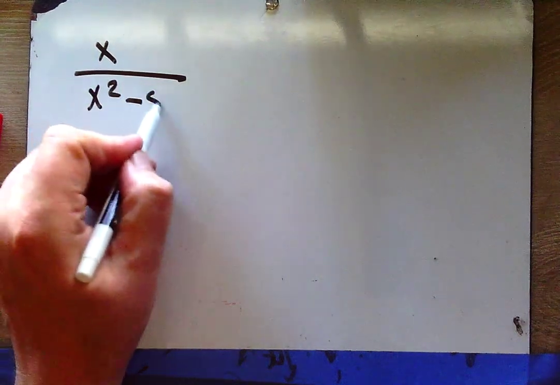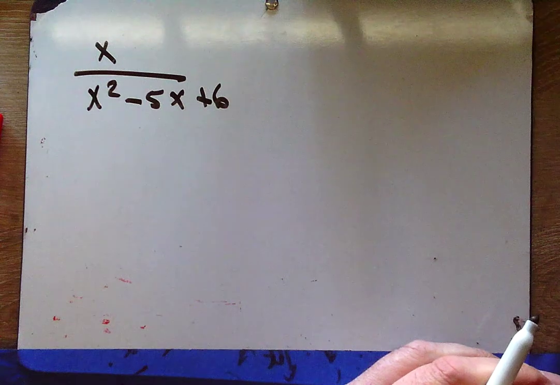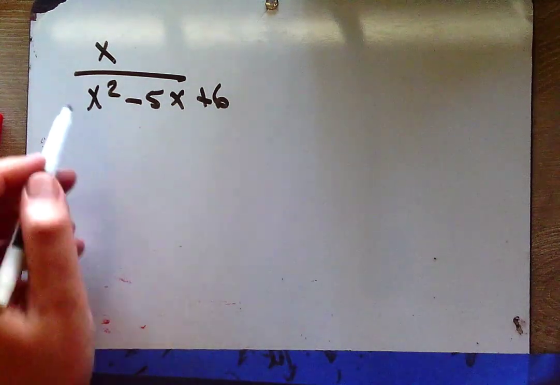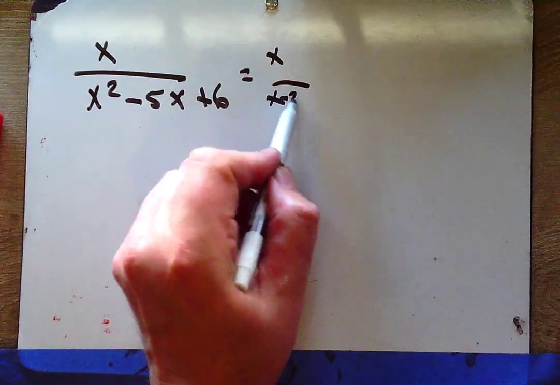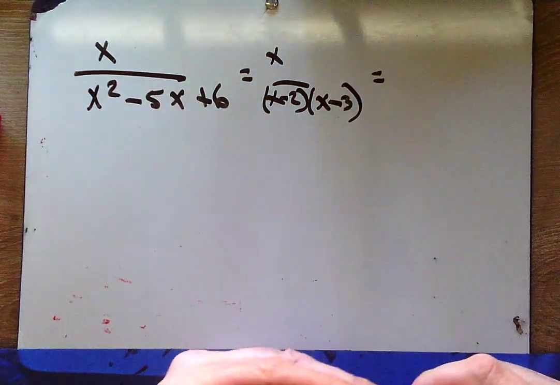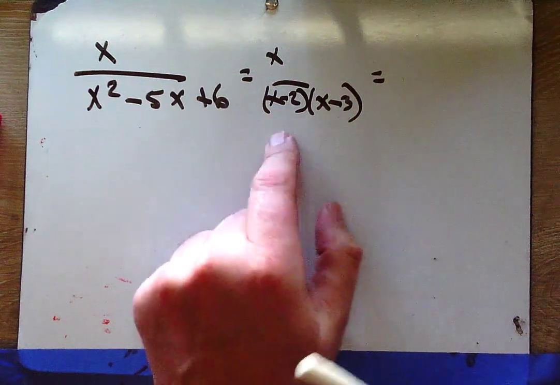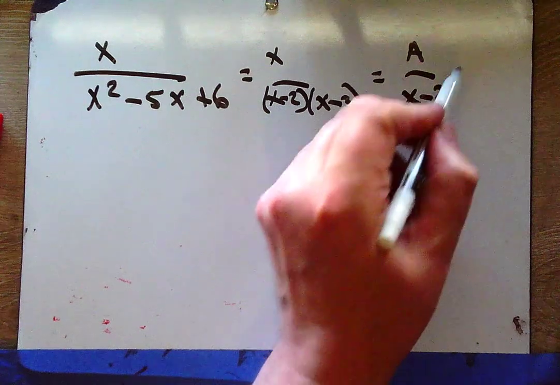Good try. Okay, so I've got x over x squared minus 5x plus 6. What do we do first? Yes, you have to factor that. This is going to be x over x minus 2, x minus 3. Okay, now what? Well, remember, these are my linear factors. I need to put a letter over each of them.